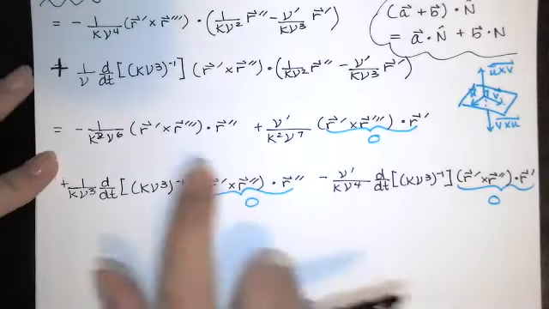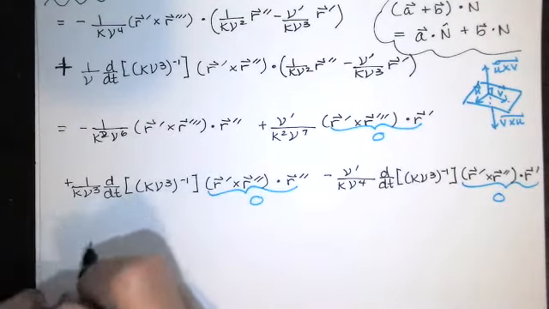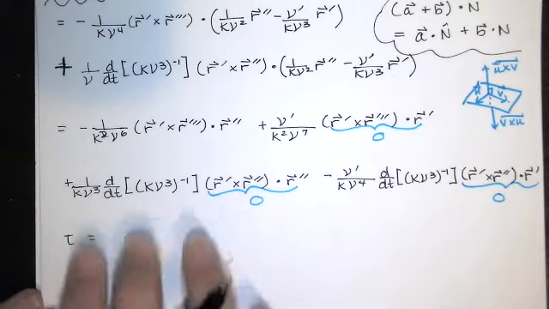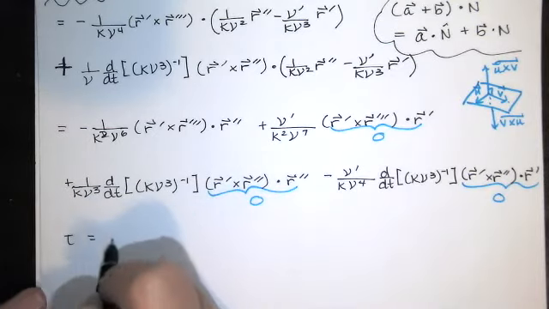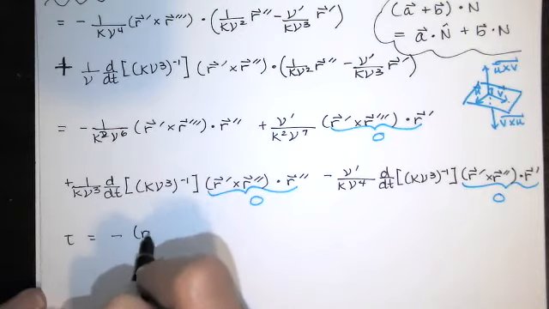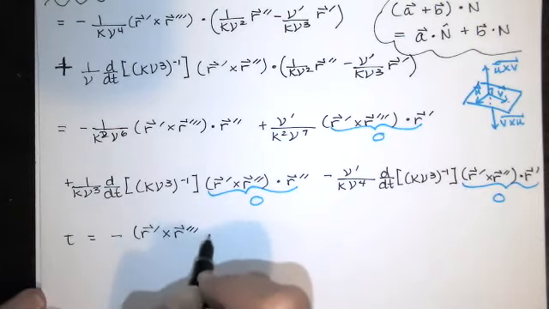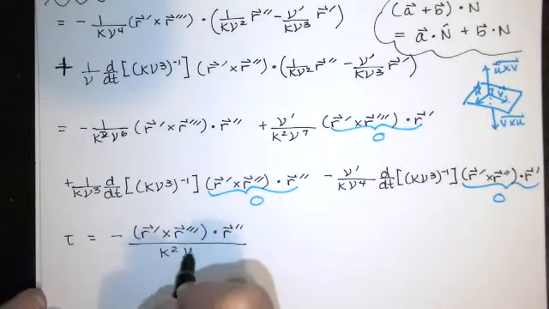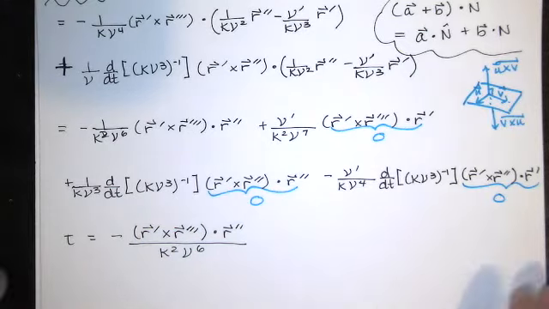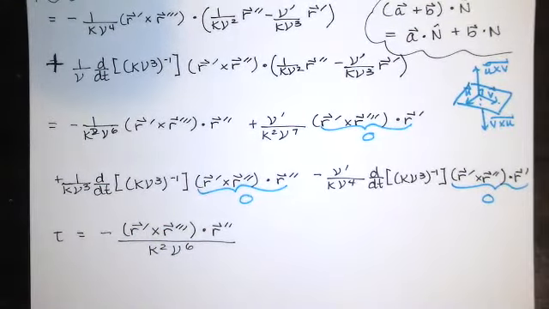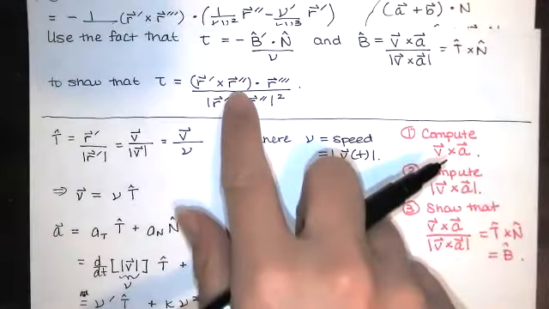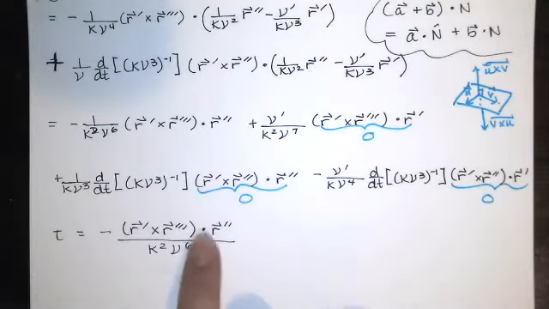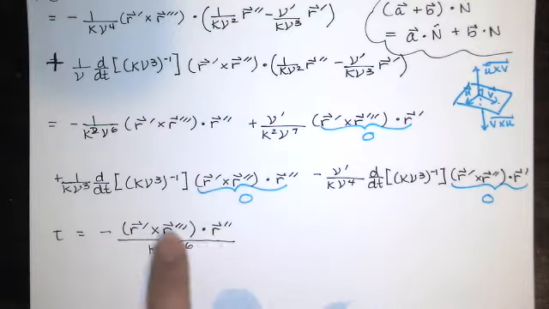Because this is gone, this is gone, this is gone, and the only thing we have left is this. And I claim at the beginning we started with torsion equals this. Now I've got r prime crossed with r triple prime, dotted with r double prime, in the numerator over kappa squared times nu to the 6th. And what we're trying to prove is that this is equal to this. That numerator kind of looks like that, but it's not quite the same. We're going to be able to prove that in a little bit.